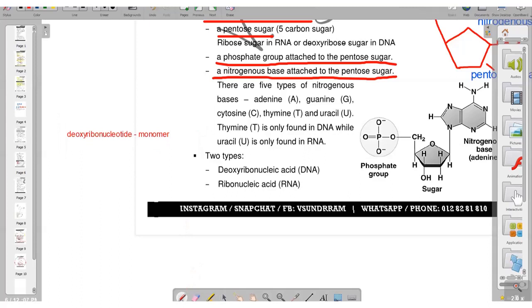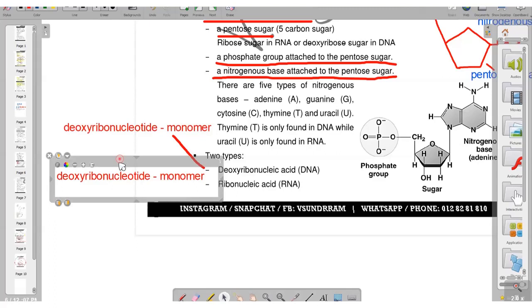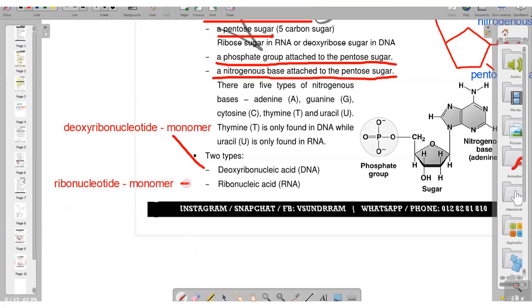Okay, so I need you to add this. Maybe you just put an arrow here. Deoxyribonucleic acid, DNA. The monomer is deoxyribonucleotide. The monomer for ribonucleic acid, RNA, is much easier. I just have to remove the word deoxy from the answer on top. So ribonucleotide is the monomer for ribonucleic acid.